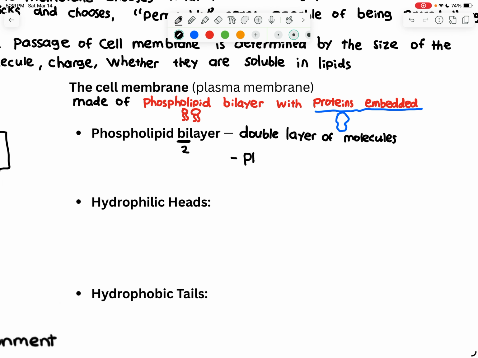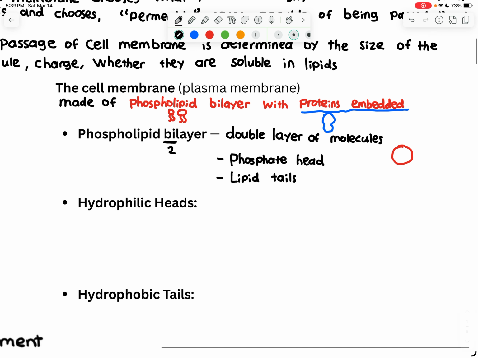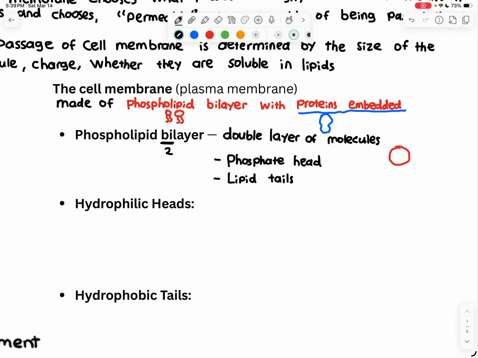Each phospholipid has a phosphate head. So the head part over here, I'll just draw it over here. This part, that's your head. And then the lipid tail. Okay, those are your little wiggly tails over here. Okay, this is the top part and this is the bottom part.